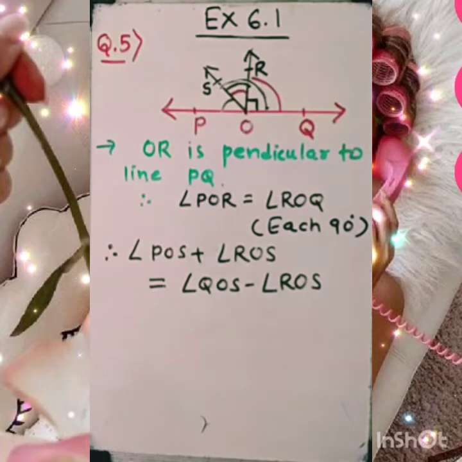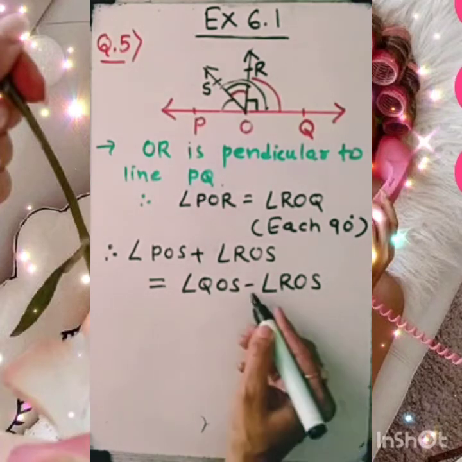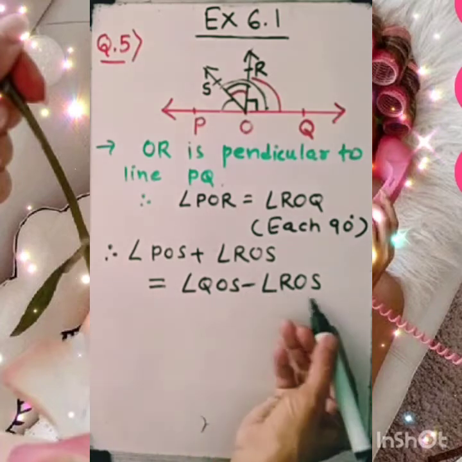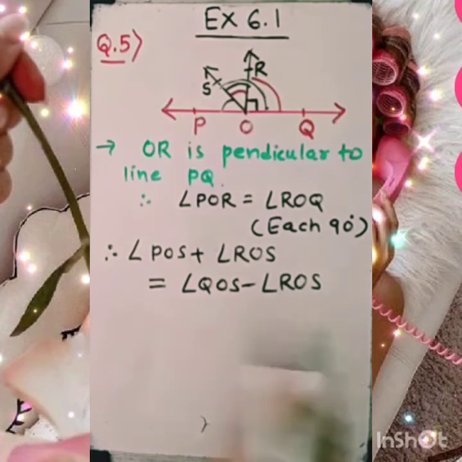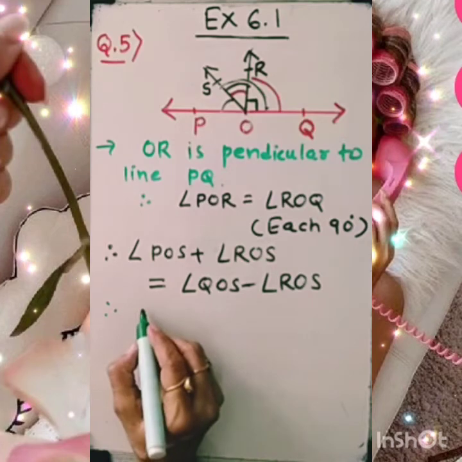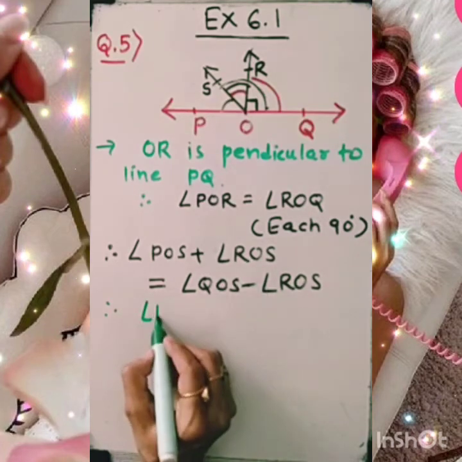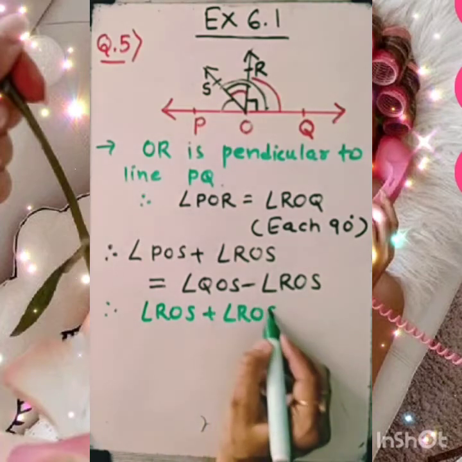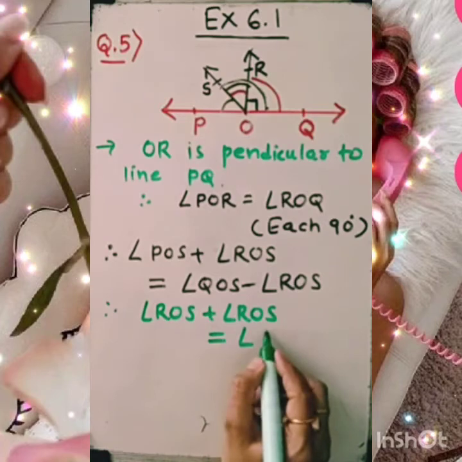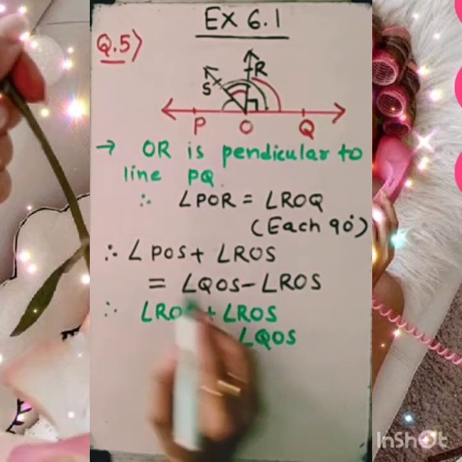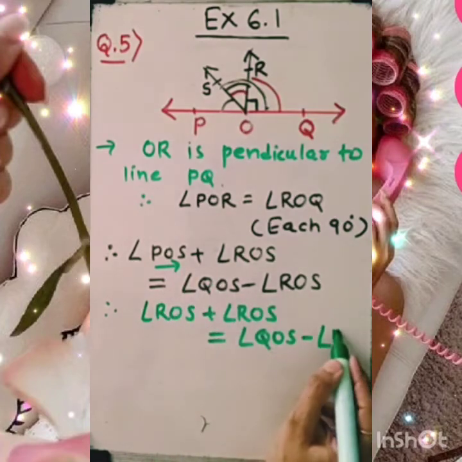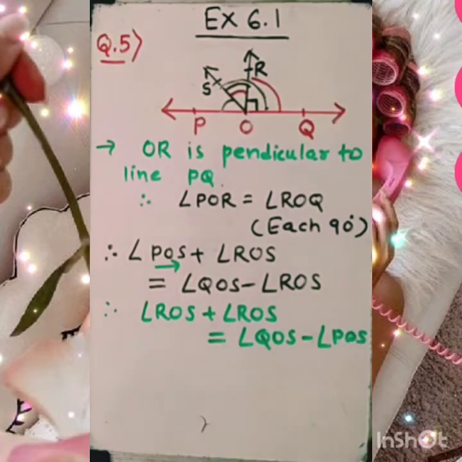That's why in the next step I am bringing this angle ROS to the left side. After transposing this side, this minus will become plus. So what do we have here? Just look at your screen. In the next step, angle ROS, already this side, one more ROS I am bringing to the left side. That is equal to angle QOS, and of course this POS I am transposing to the right side, so that will become minus.